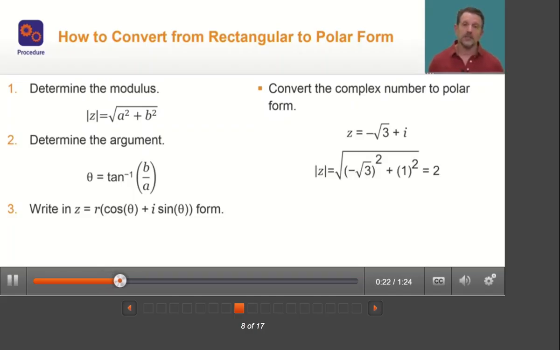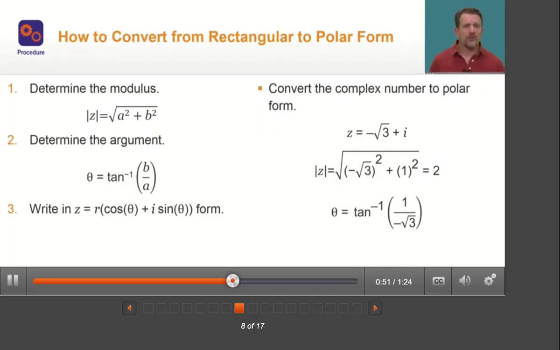The modulus is equal to the square root of (-√3) squared plus 1 squared. When you simplify that, you'll get the square root of 4, which is just 2. Now let's find the argument. We have theta equals inverse tangent of 1 over -√3. You may recognize this. The acute angle whose tangent is square root of 3 over 3 is 30 degrees or pi over 6.